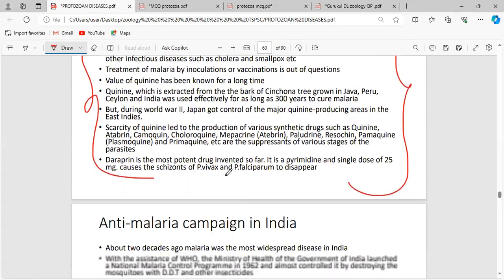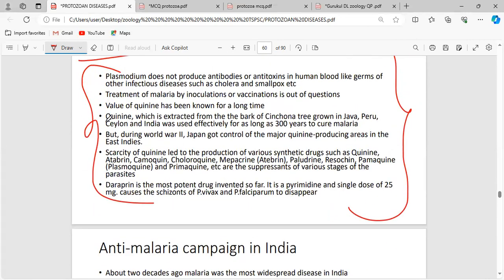Quinine is the name of the drug extracted from the bark of the cinchona tree, which grows only in Java, Peru, and Ceylon as well as in India. But after the Second World War, Japan got control over these areas, and no other countries could enter them. So we had to make an alternative for quinine.